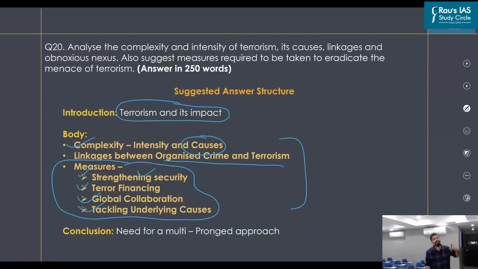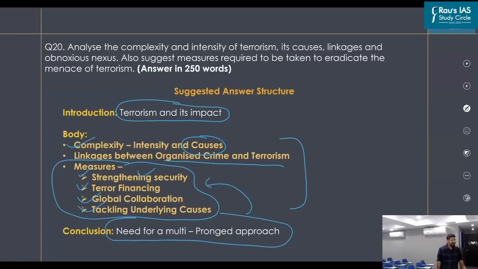That is why it needed to be handled in more depth. But this question is a more broad-based question. That is why you had to incorporate points from these understandings that we developed during our classes. And lastly, we need to highlight that there is no one-stop solution to handle terrorism. That is why we need a multi-pronged strategy which focuses on all these aspects.